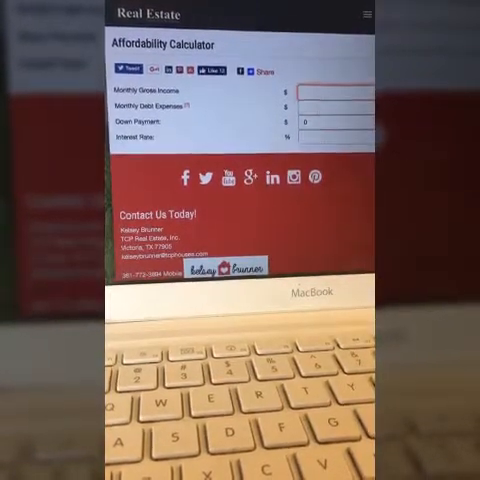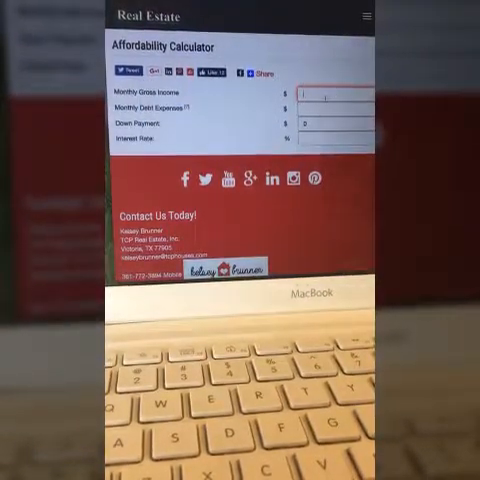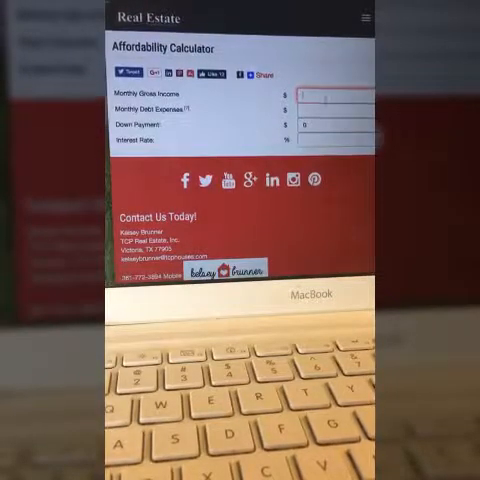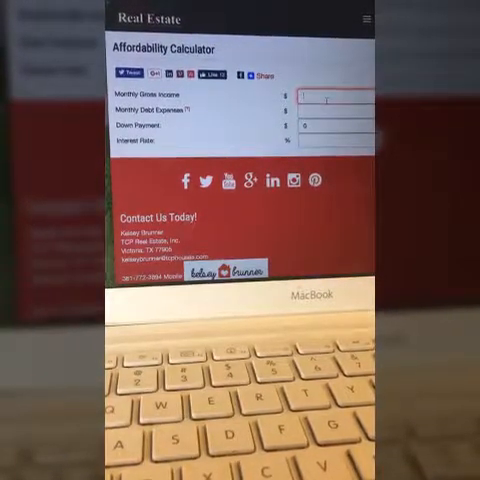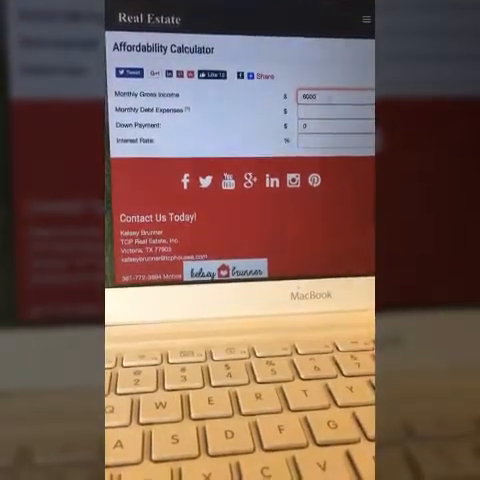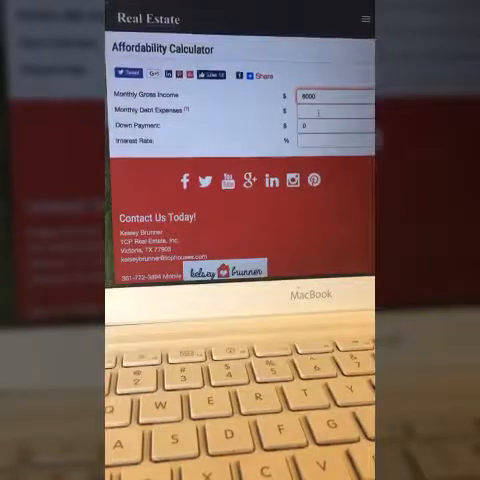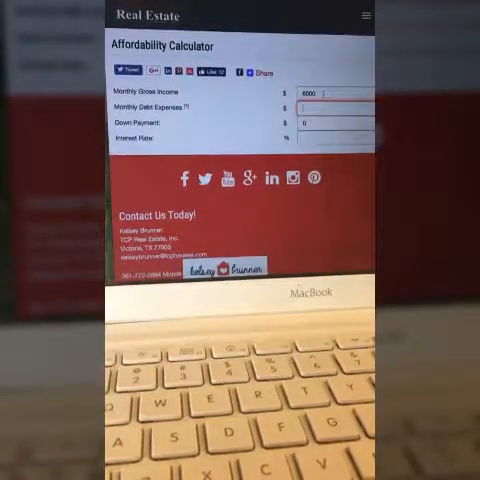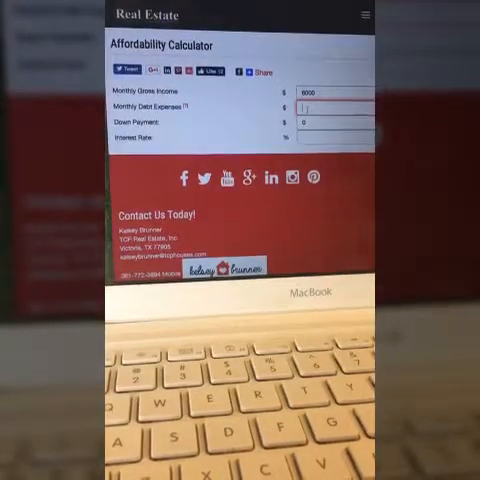So here under gross income, I want you to include how much money you bring in each month before taxes, you and your spouse. Now we all just did our taxes, so we should all know this number. And go ahead and divide your annual by 12 if you want to do that. I'm going to use $6,000 as an example here.